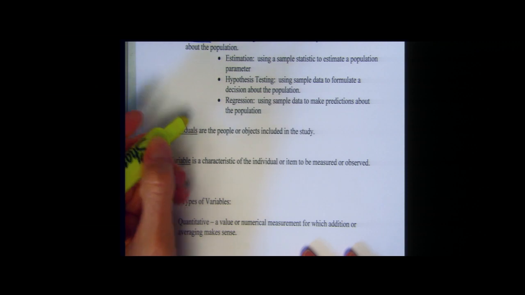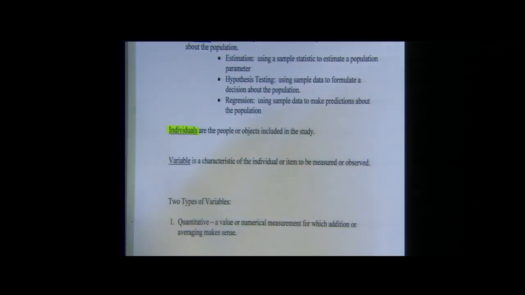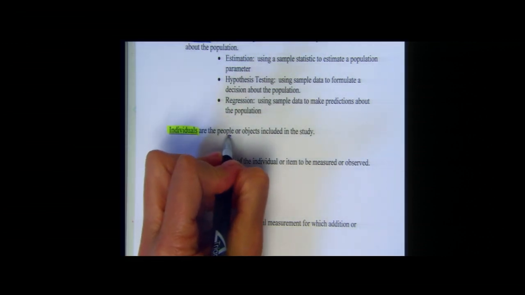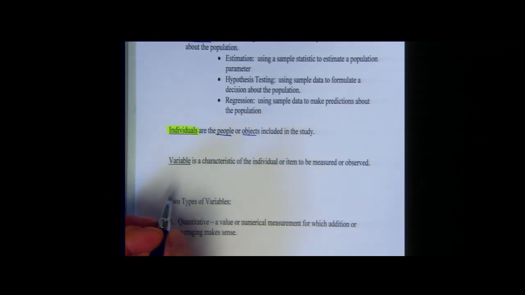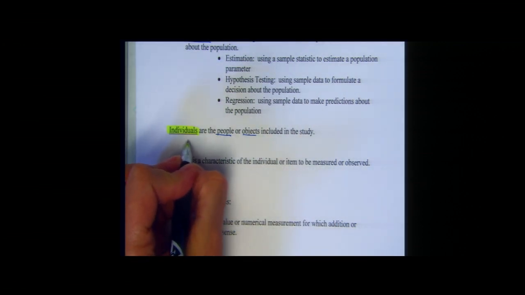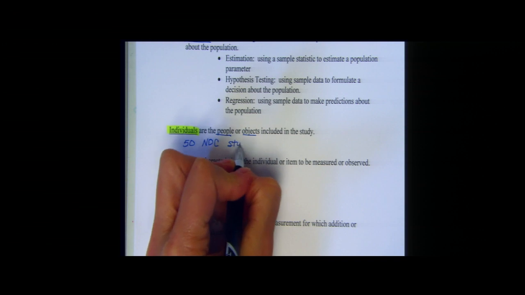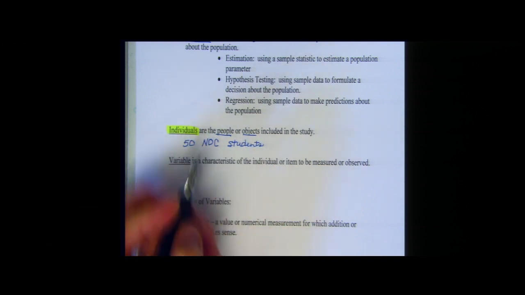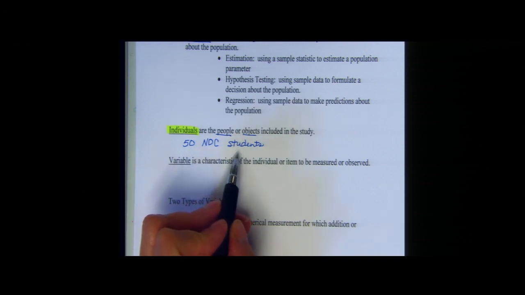Some more terminology that you need to be familiar with in statistics is you need to know what makes up individuals. Individuals are the people or the objects included in the study. Here would be an example. If I were to do a study on 50 NOC students, these, of course, would be people, and the 50 that are included in the study are what we would deem our individuals.